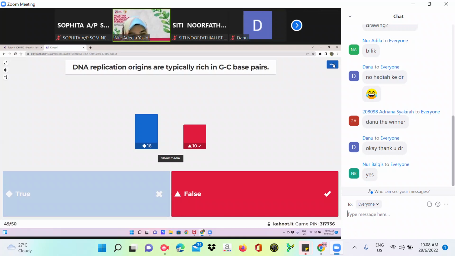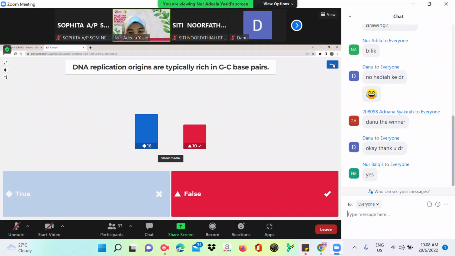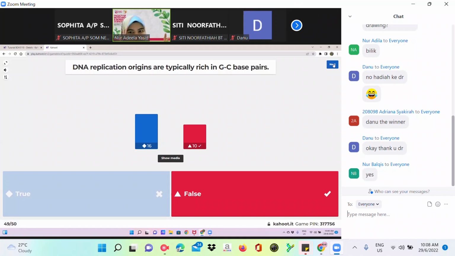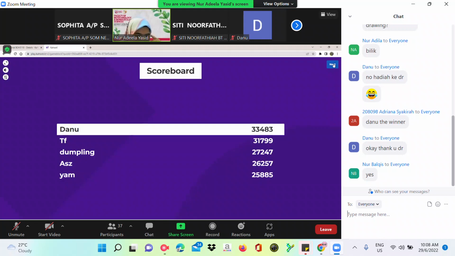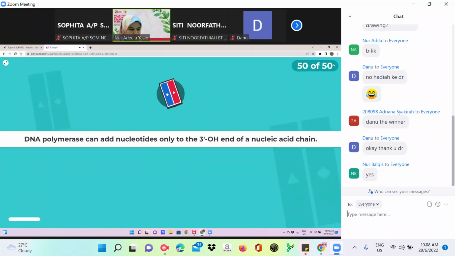So you need to understand, if the fact is that origins are rich in AT bases, there must be a reason behind that. There must be a mechanism behind that. It tells you that AT-rich bases have weaker bonds because they contain two hydrogen bonds compared to GC. GC has three hydrogen bonds, so collectively it's much stronger compared to AT-rich bases. Okay, final one, true or false?